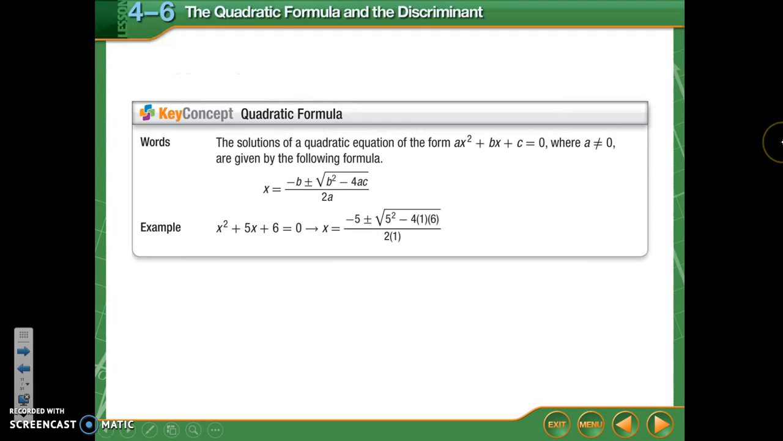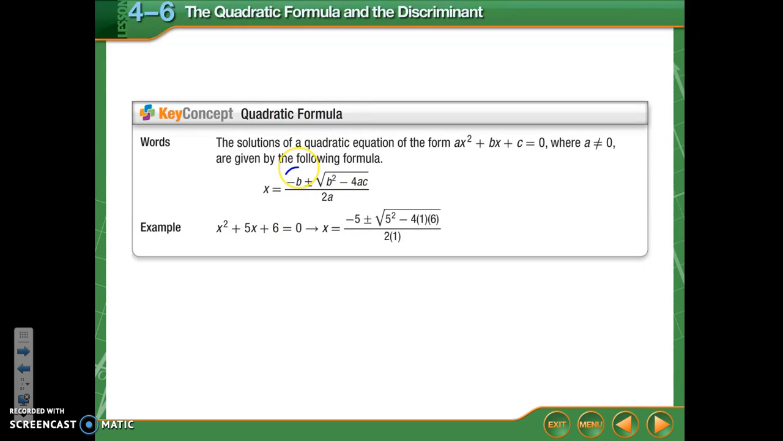So the quadratic formula, you might remember we have a song. X equals negative b plus or minus square root of b squared minus 4ac all over 2a. So that can help you remember the beautiful quadratic formula.